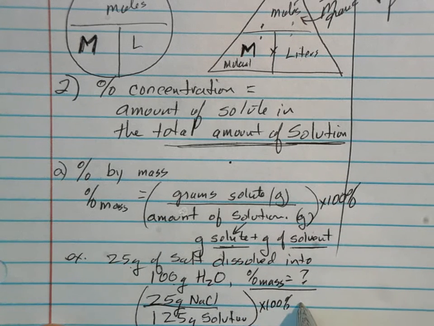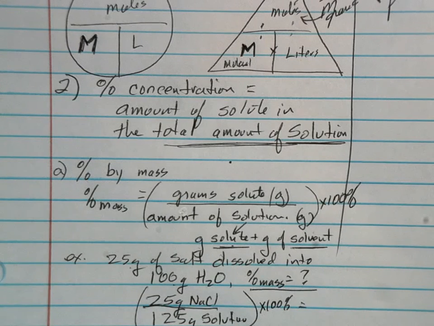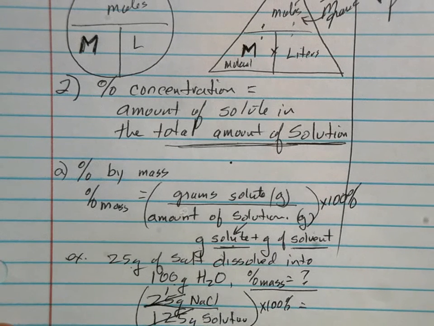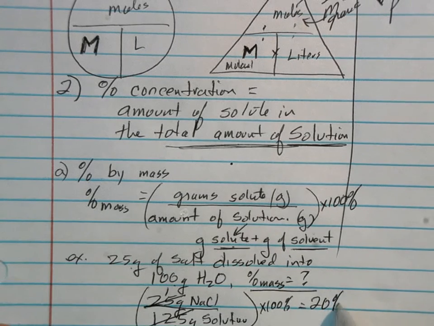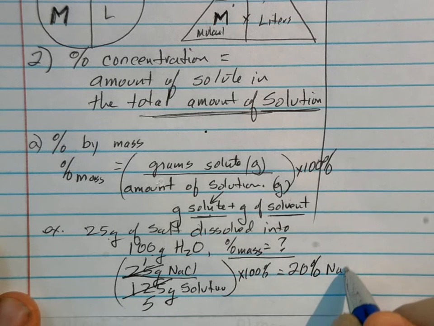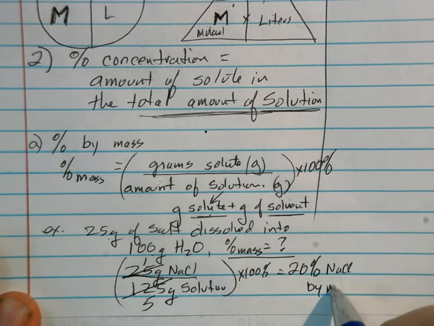So get your calculators out. 25 divided by 125. And I know some of you are going, hey, wait a minute. 25 goes in there once, and 25 goes in there 5 times. It's 1/5, but we need the decimal. And then when you get the decimal, you've got to multiply it by 100. What did you all get? 20%? So this solution, we would say it's 20% NaCl by mass.